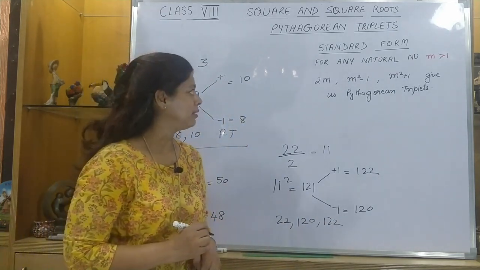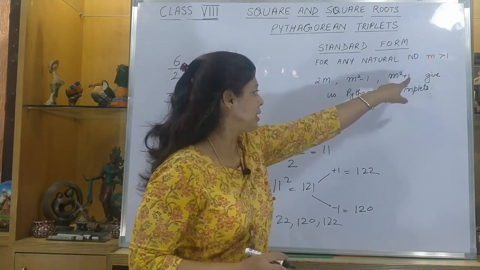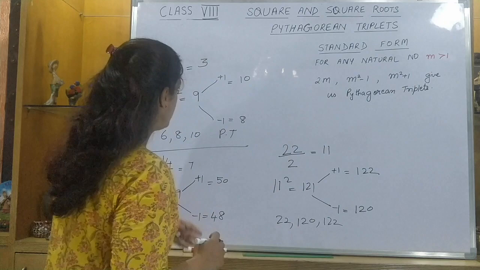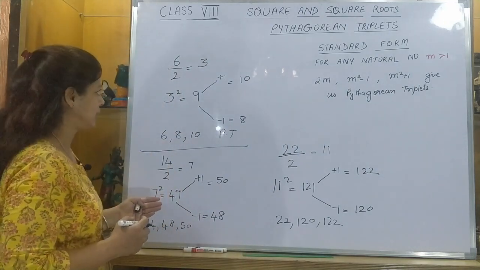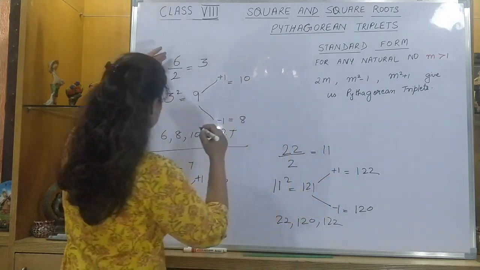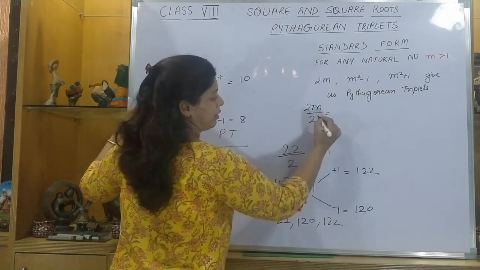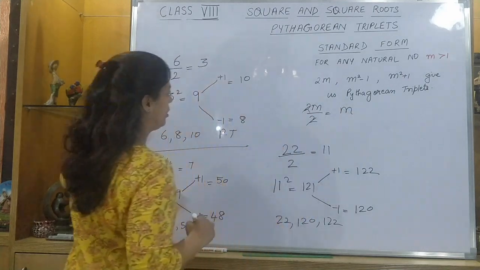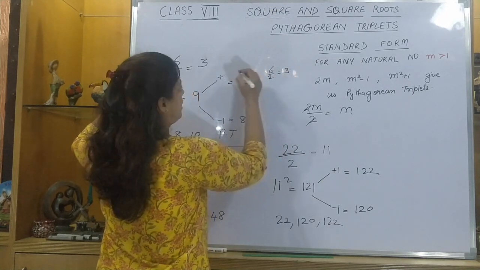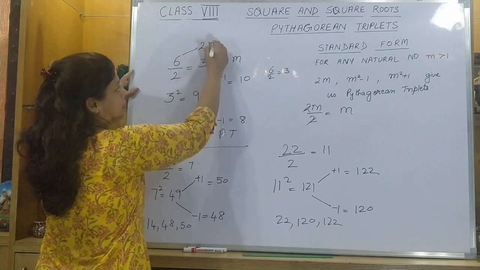Now all of us know that for any natural number m, 2m, m square minus 1 and m square plus 1 give us the Pythagorean triplets. This is as per the formula we know. Now if you see in all these examples where I have used the shortcut method, what I am doing is actually using this formula. So if I take this first example, what is 2m divided by 2? It gives me the value of m. Over here when I take 6 and divide by 2, which gives me 3, this is my value of m, and 6 is my 2m.